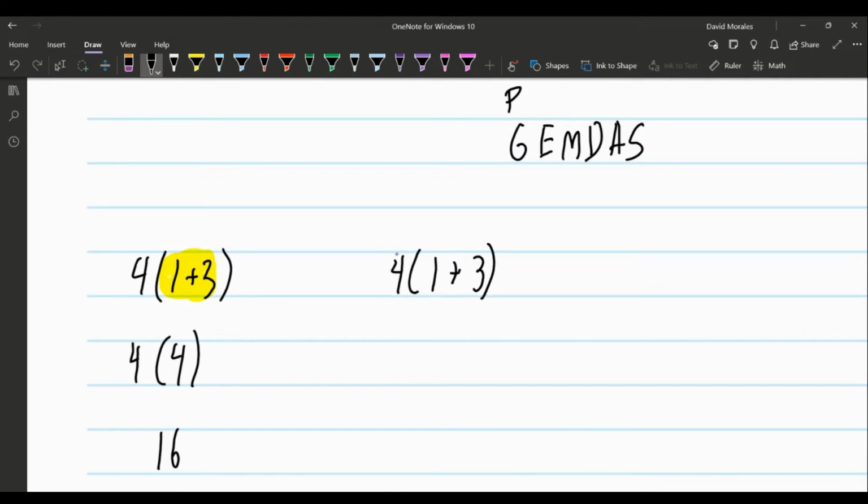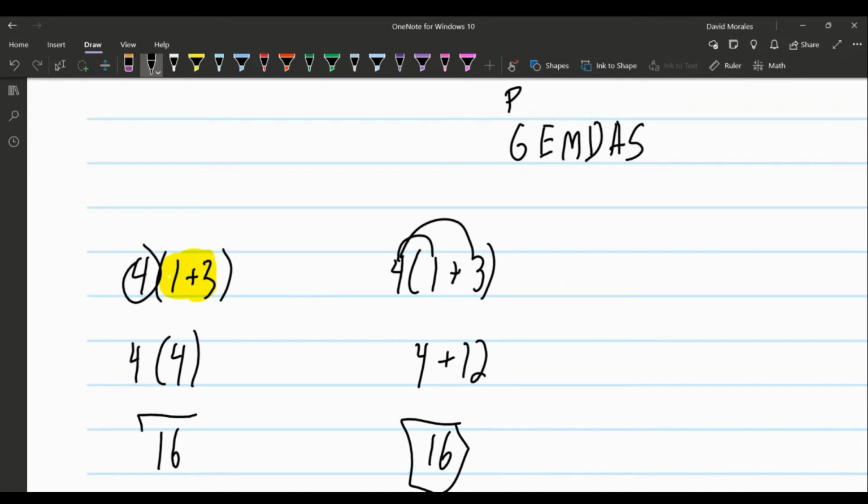So when you distribute, instead of multiplying the 4 to the 1 plus 3 after it comes out, you can actually multiply it before you put those numbers together. So 4 times 1 is 4. 4 times 3 is 12. 4 plus 12 is 16. So you notice that this is the exact same answer, and the distributive property says that you will get the same answer each and every time.